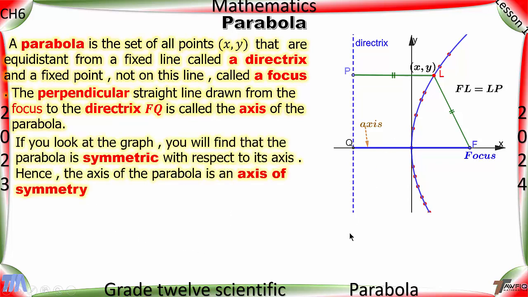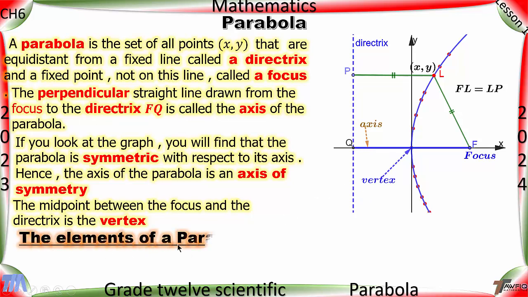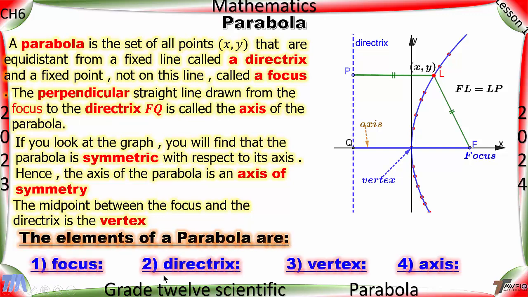If you look at the graph of the parabola, you find that the parabola is symmetric with respect to its axis. The axis of the parabola is the axis of symmetry. And the midpoint between the focus and the directrix is the vertex. The elements of the parabola are focus, directrix, vertex, and axis.